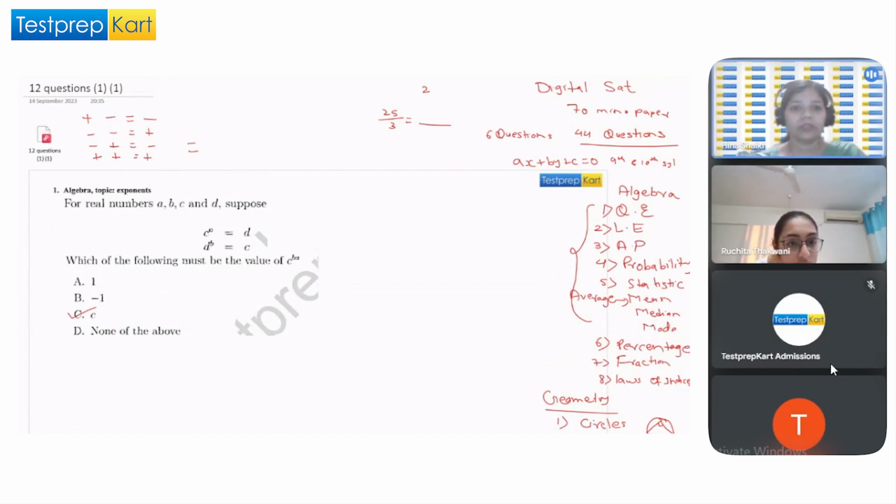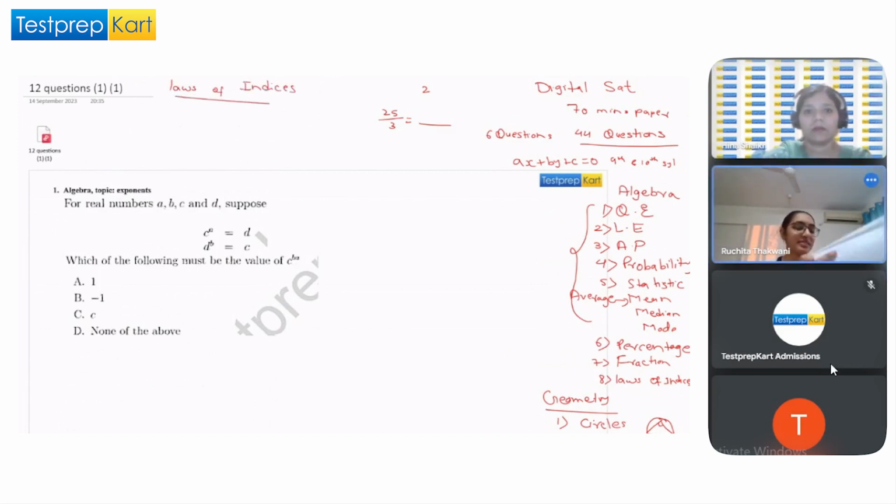So now we have questions based on laws of indices. First we will see some theory of laws of indices. We will revise it so that I know how much you know. If you don't know something in between, I'll explain that. I hope you're having pen and paper, because for maths we need it.